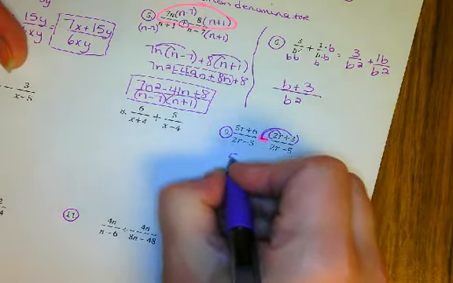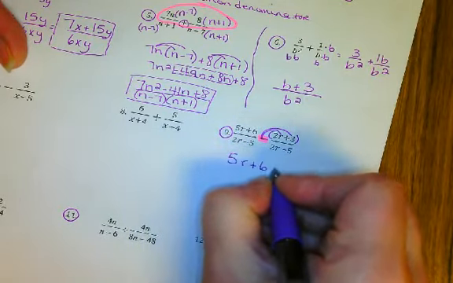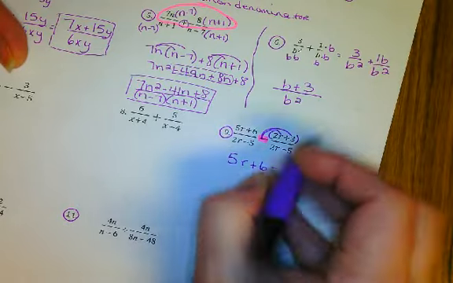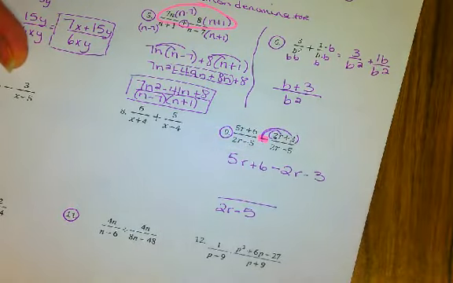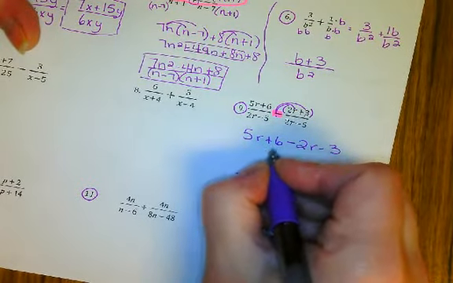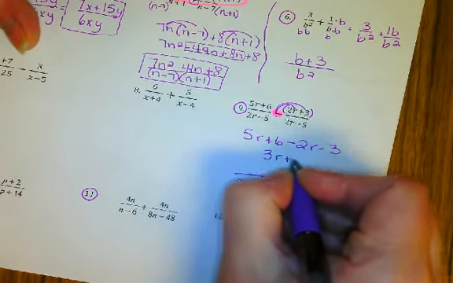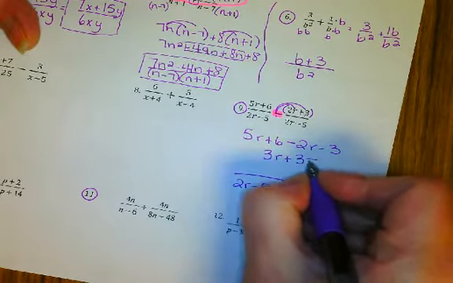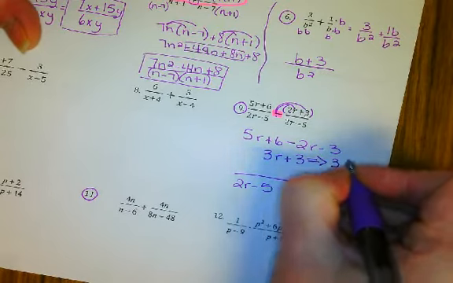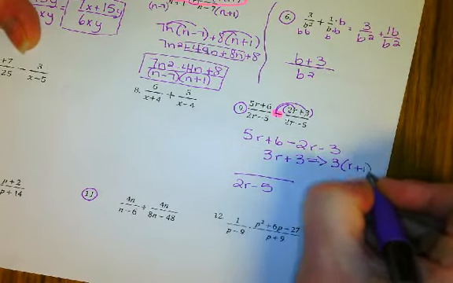So now I'm just going to combine the top. So I've got 5r plus 6 minus 2r minus 3, because each of these signs flip because of the negative. Alright, so if I start combining everything, I end up with 3r plus 3. Now this can actually be simplified a little bit more. I can pull out a factor of 3, and then r plus 1.